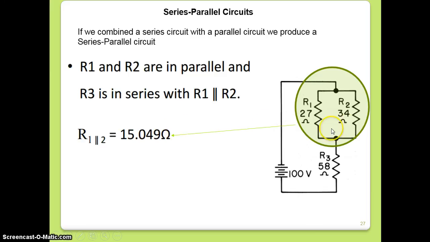Now, this combination is represented by 15 ohms. That is connected in series with the 58 ohm. So the total resistance will be, because they are connected now in series, 58 plus the earlier value 15.049. So the total resistance of this series parallel combination is calculated as 73.049 ohm, approximately equal to 73 ohms. I hope the calculation is clear.